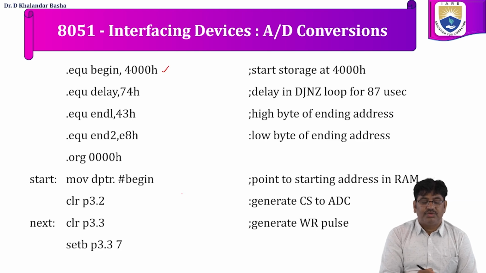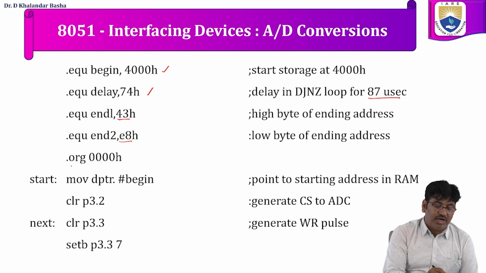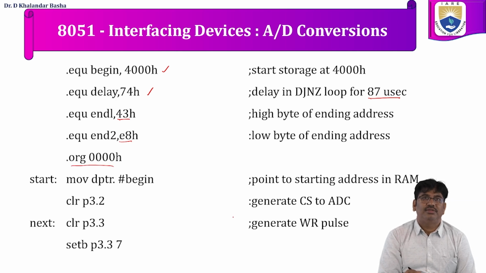First, we equate 4000H, where the program is going to store the data. Next, here is a delay using a DJNZ loop, for 87 microseconds, assuming this delay subroutine exists. Next, this 43H is the high byte of the ending address, whereas this E8 is the low byte of the ending address. The program will start at the 000H location.